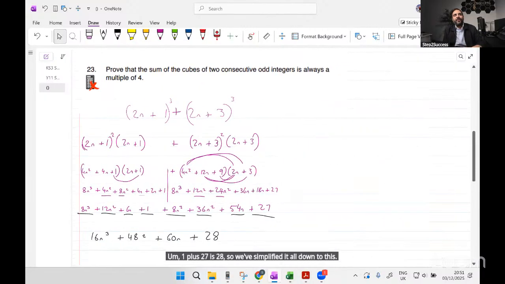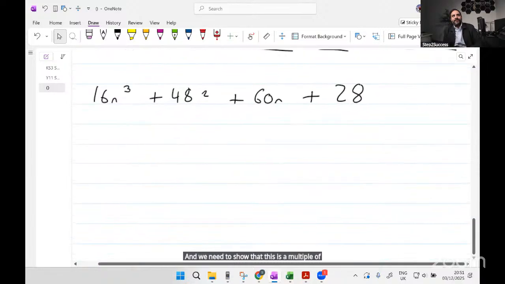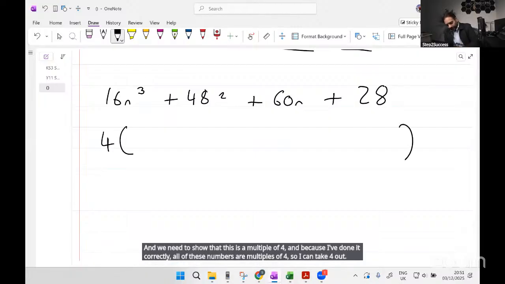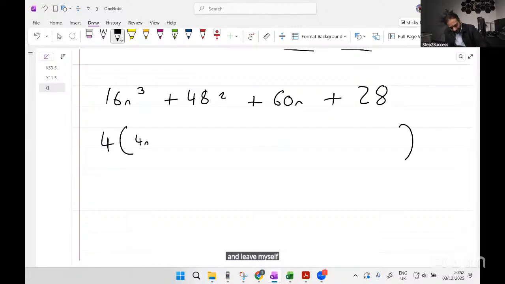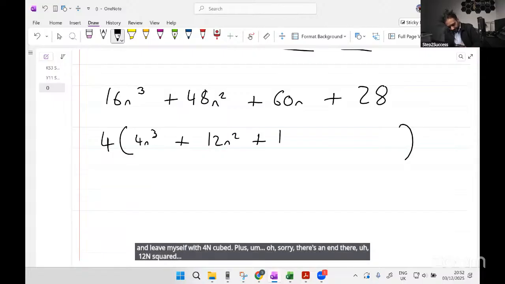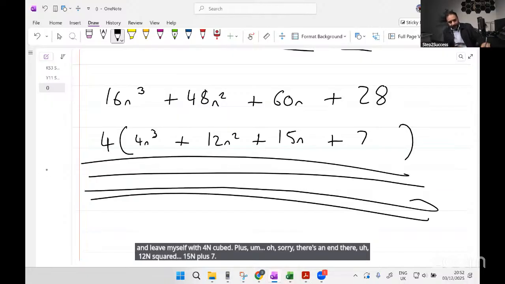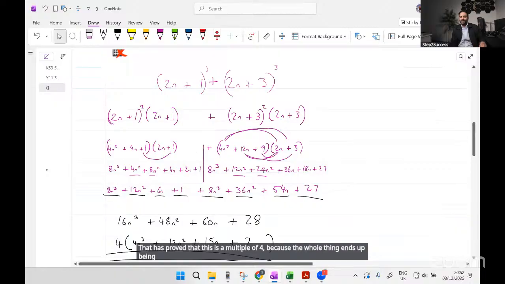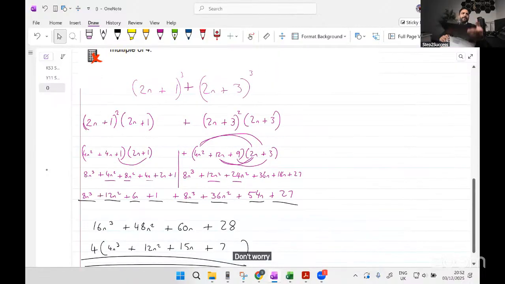And we need to show that this is a multiple of 4. And because I've done it correctly, all of these numbers are multiples of 4. So I can take 4 out and leave myself with 4n cubed. That's 6 plus, oh, sorry, there's an n there. 12n squared, 15n plus 7. That has proved that this is a multiple of 4 because the whole thing ends up being a multiple of 4. Don't worry about that one.